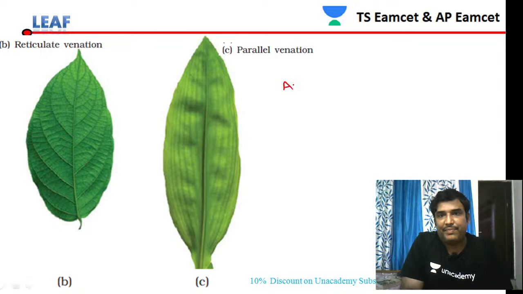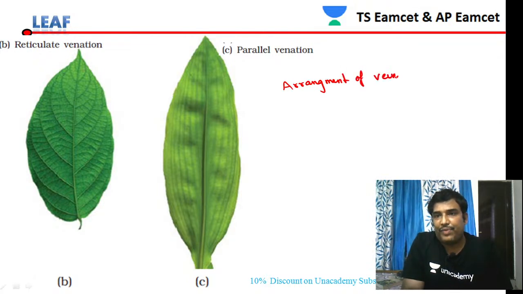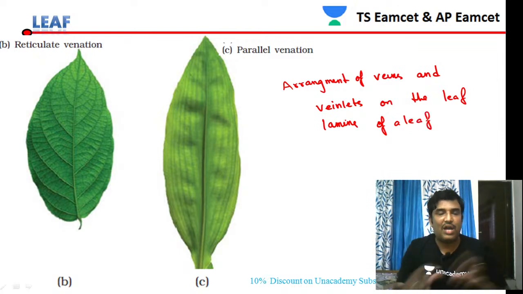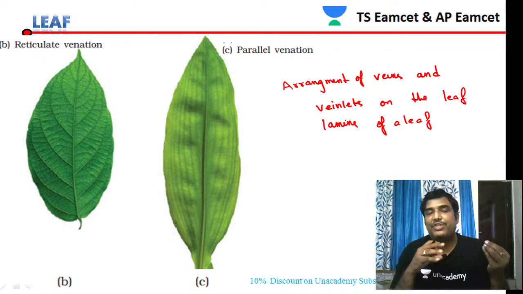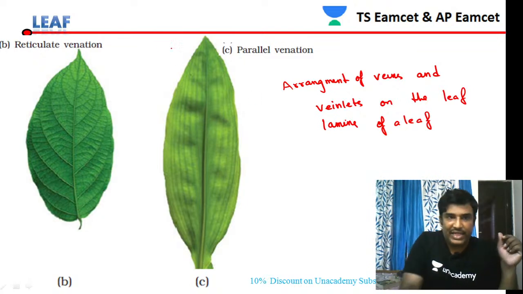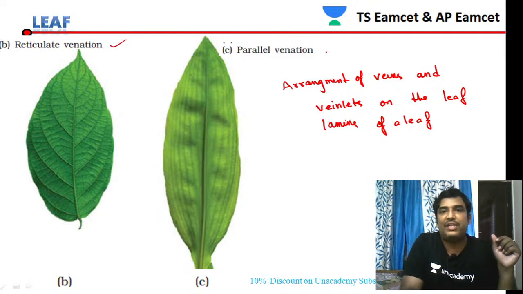If you see the definition of venation, it is the arrangement of veins and veinlets on the leaf lamina of a leaf. That is how we define venation. The arrangement of veins and veinlets on the leaf lamina is called venation. And this venation is of two types: reticulate venation and parallel venation.